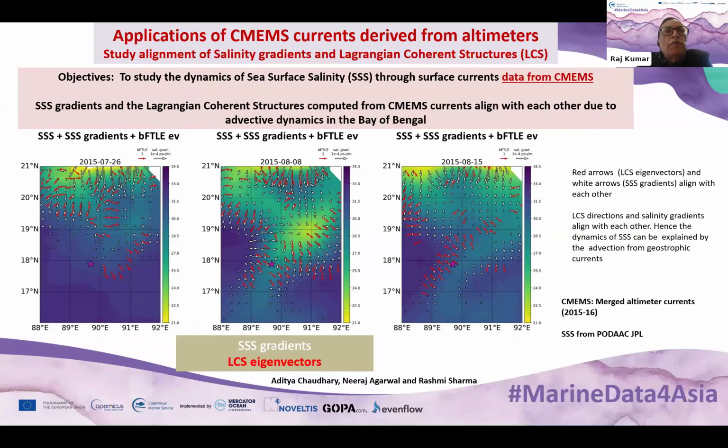In addition to that, one of the major parts is the currents. Ocean currents are one of the major things, as well as the salinity. So we have developed one product through the Lagrangian coherent structure. And then we wanted to see the dynamics of the sea surface salinity and the currents, whether they can explain some of the features and some of the processes. So for that, we tried to use this data from the CMEMS and the sea surface salinity data, and then we get the Lagrangian coherent structure, LCS, what we call it.